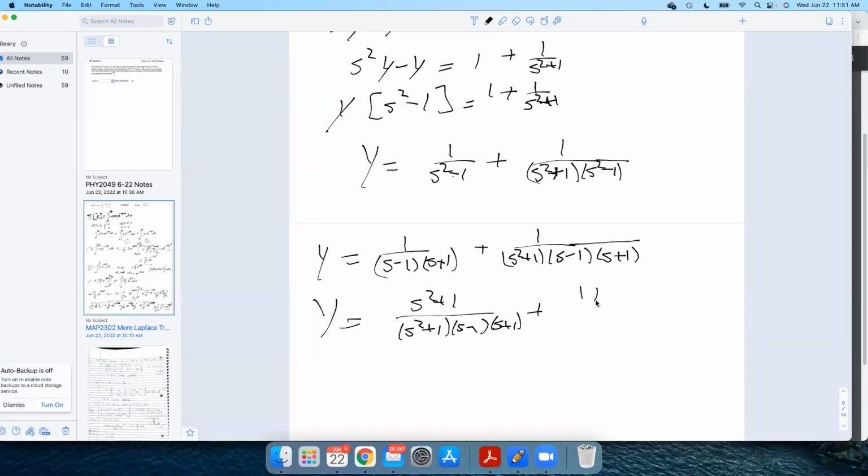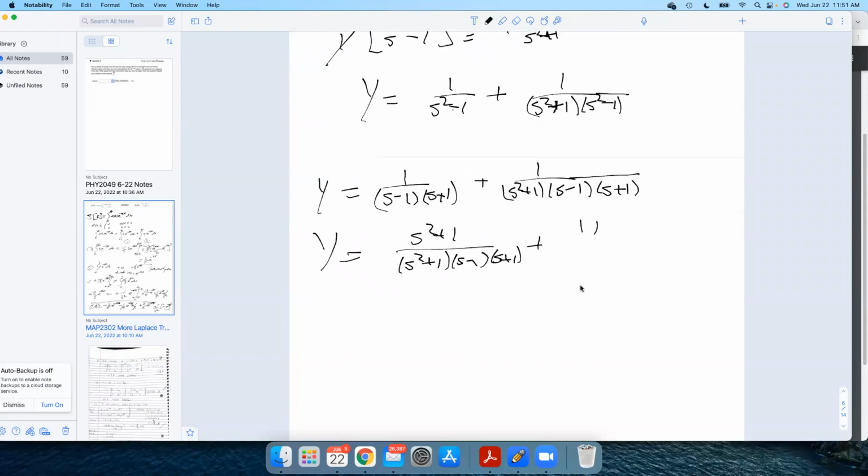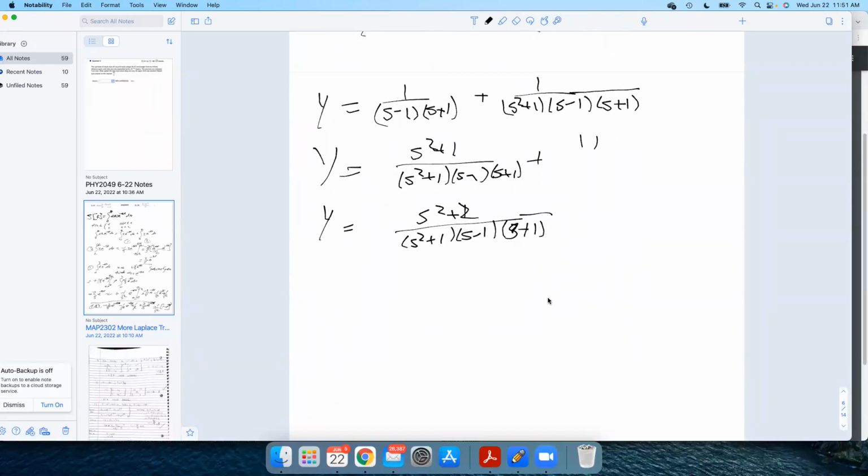I'm just going to do this, plus that one. Now I have a common denominator. I can add it all together. So I get this. Plus 2, sorry. S squared plus 1 more. Okay, now I can do my partial fractions. And I'm just doing it all in one big go.